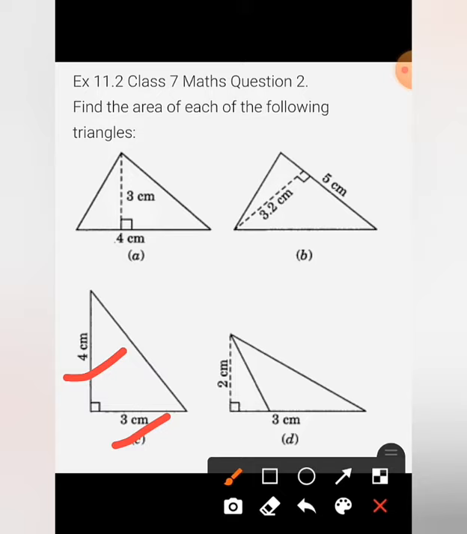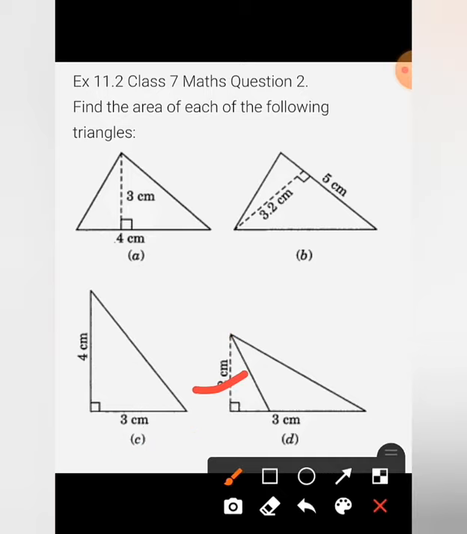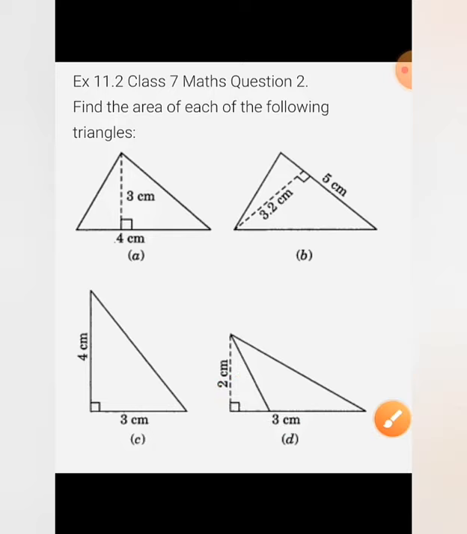Here height is given outside the figure. This is your triangle, and outside it you are given these dotted lines. So height is given outside. Here this is height and this is base 3 centimeter. Now one by one we will see the solution part of question number 2.